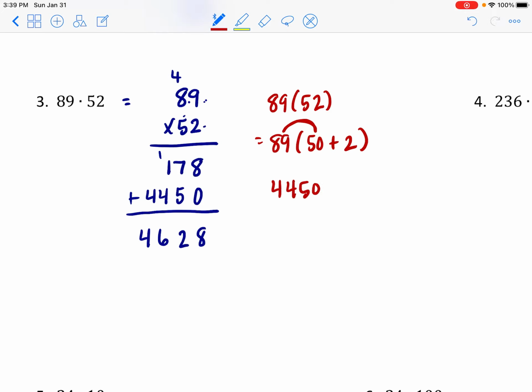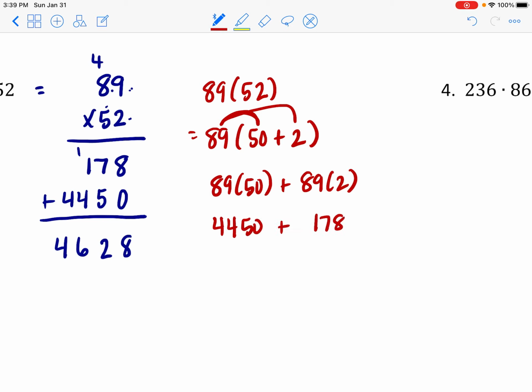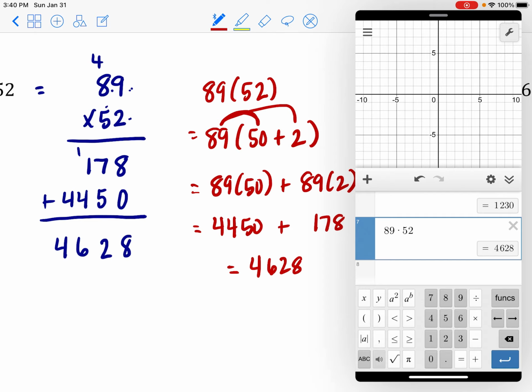And then when we multiply 89 times 2, sorry, I just want to be a little more clear with my work. Multiply 89 times 50 and multiply 89 times 2. So this is where we got 4,450, and this is where we got 178. And then if we add those, again, 4,628. So I'm showing a little more work than maybe you would, but both options are still going to be there for you. And of course, let's verify that 89 times 52 is 4,628.